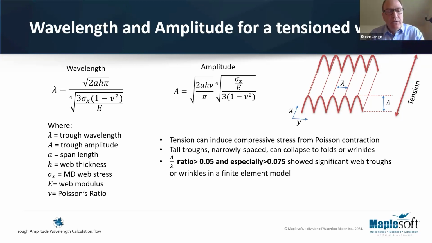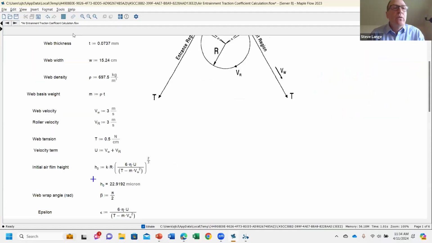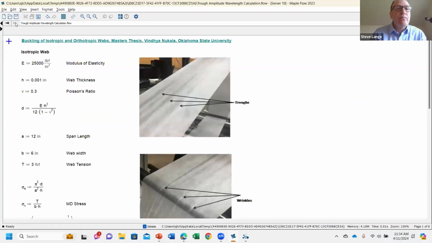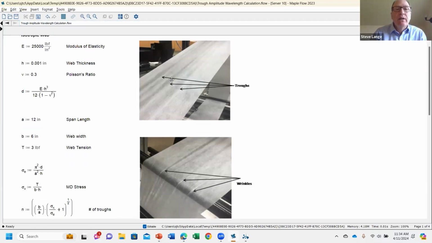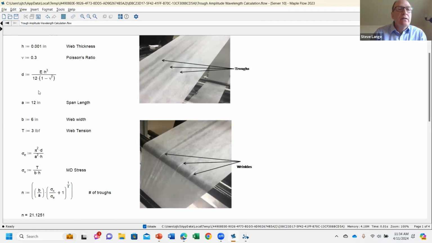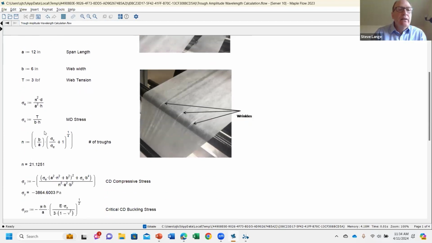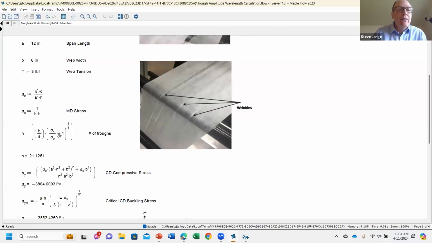So we can take these two equations again, and we'll go back to MapleFlow. In this case, this is for an isotropic web, meaning all of its properties in both directions are the same. And there's some photos here of what I mean by troughs, these waves that form. And if they're particularly big and close together, then they can end up transferring on rollers and become wrinkles. So given a span length and a web width and a web tension, you can calculate the number of these troughs that are going to form, in this case 21.